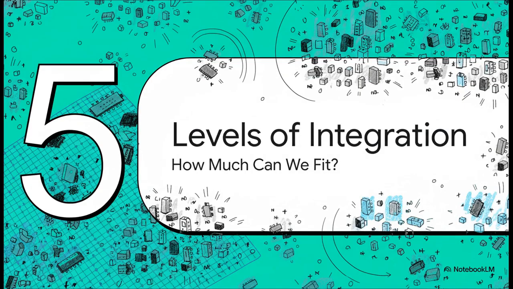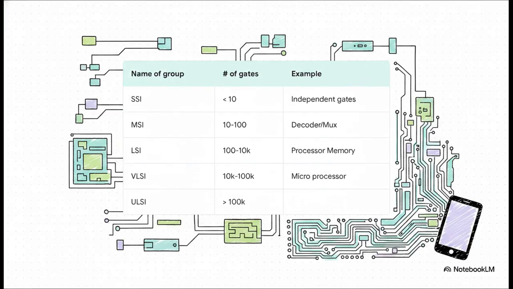All right, our final piece of the classification puzzle is all about density. In other words, how much stuff, how many of those tiny logic gates can we pack onto a single piece of silicon? And let me tell you, this has changed dramatically over the years. This chart just illustrates that evolution perfectly. We started out with what was called small-scale integration, or SSI, with fewer than 10. That's 10 logic gates on a single chip.